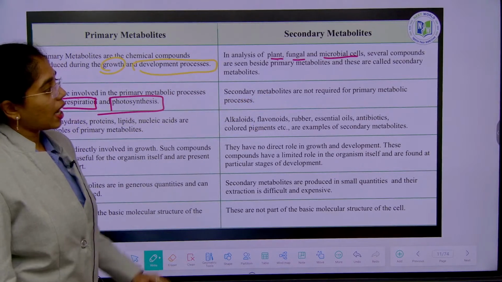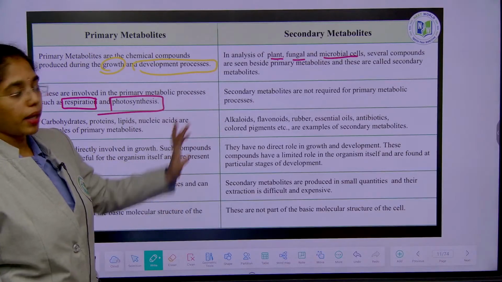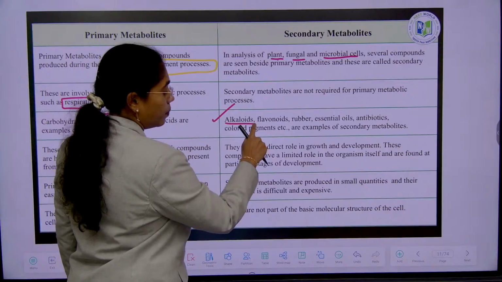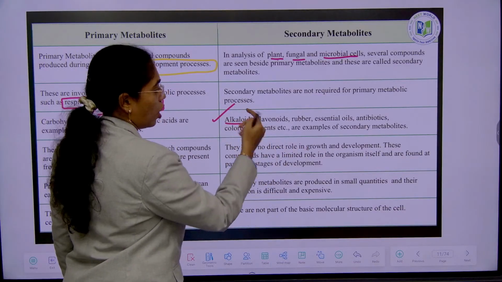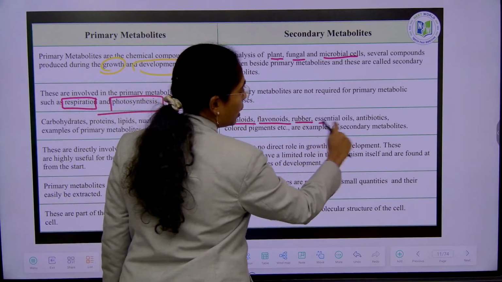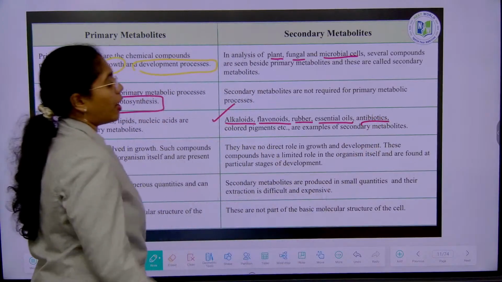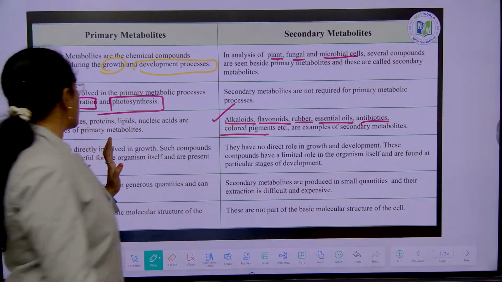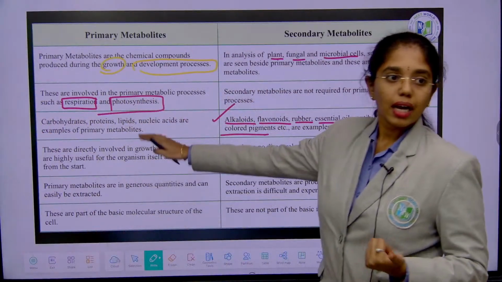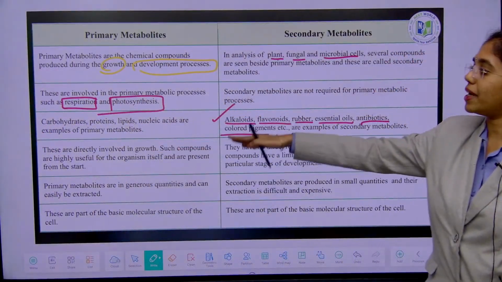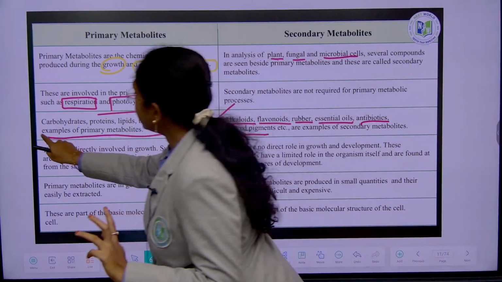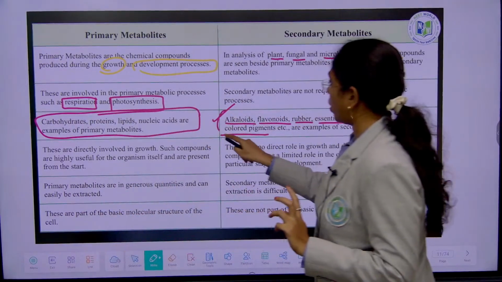Secondary metabolites are not required for primary metabolic processes. Examples include alkaloids, flavonoids, rubber, essential oils, antibiotics, colored pigments, all these are secondary metabolites. Primary metabolites include carbohydrates, proteins, lipids, nucleic acids, right? So these examples and definition, if you remember, it is enough.